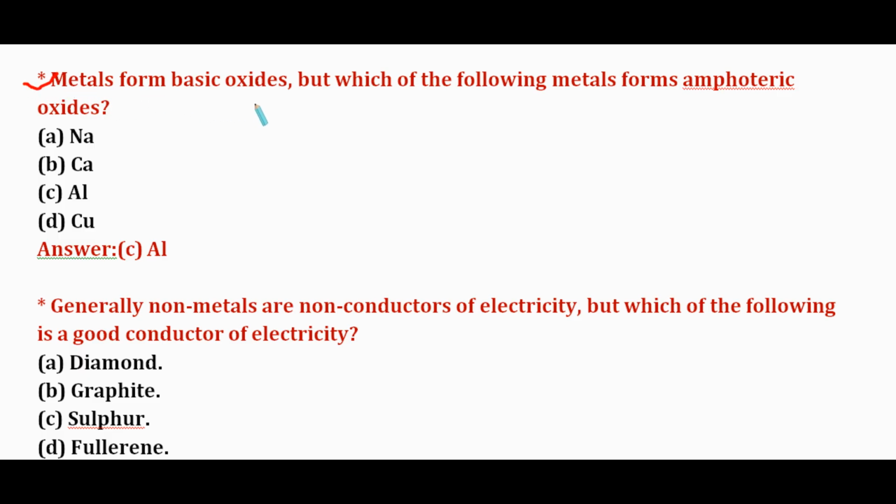Metals form basic oxides, but which of the following metals form amphoteric oxides? Sodium, calcium, aluminium, copper. The correct answer is aluminium because its oxide is basic as well as acidic in nature.